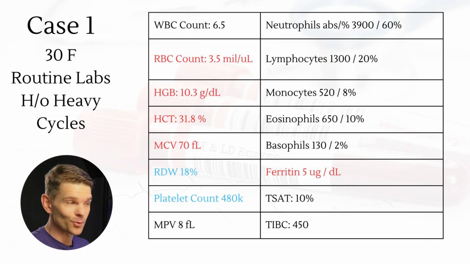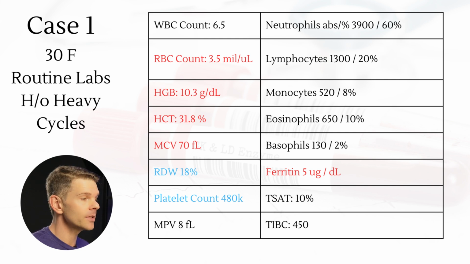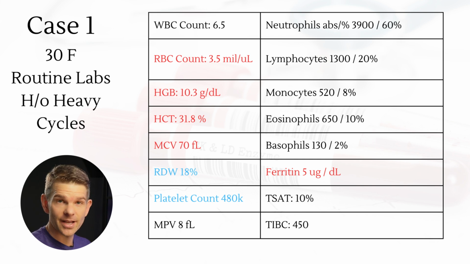Ferritin is the protein that stores iron. Low ferritin means low iron. You could literally stop here and don't even need the TSAT or the TIBC, but for educational purposes, I included them. The TSAT is only 10%, which is low. Normal is about 30%. Total iron binding capacity is also high.